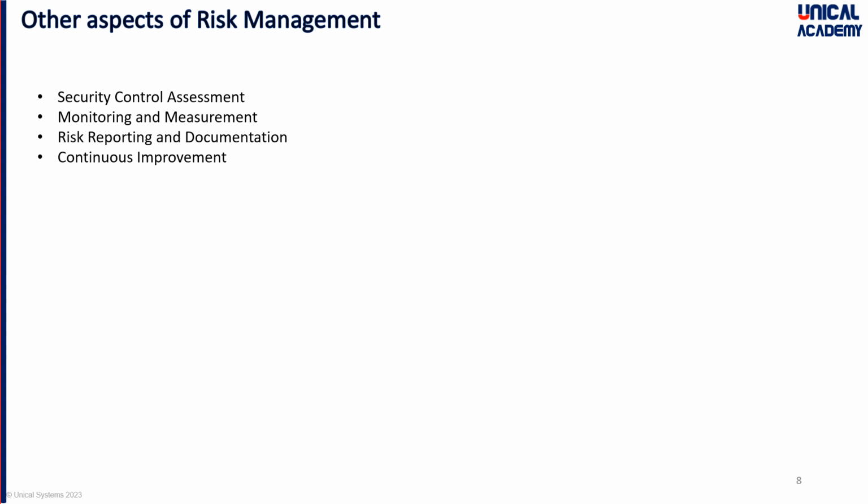Okay. Other aspects of risk management: security control assessment. How frequently, how efficiently, how effectively the implemented security controls are assessed is called SCA. Every security control should be measurable and should be monitored so that it can be continuously improved. Otherwise, if it cannot be measured quantitatively, for all practical purposes, there is no security.